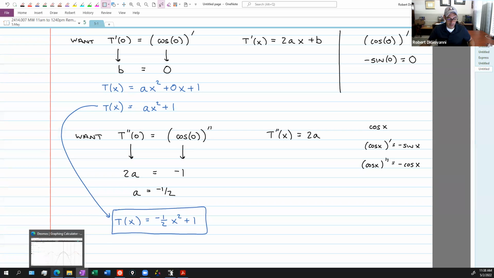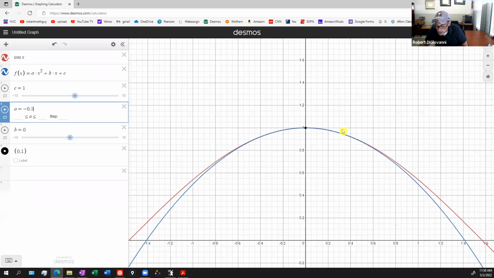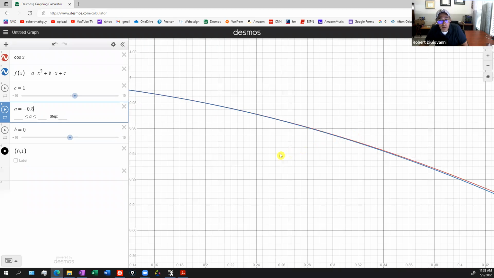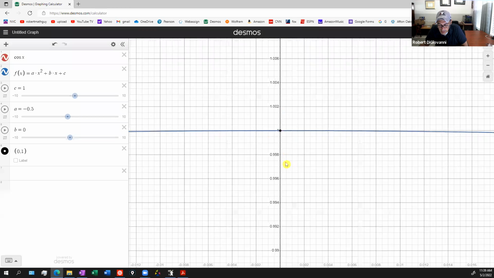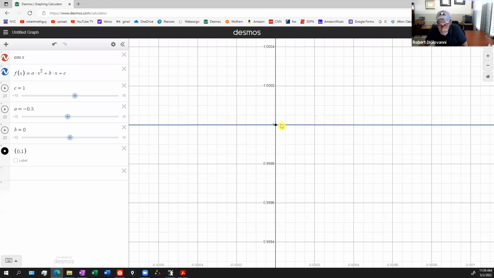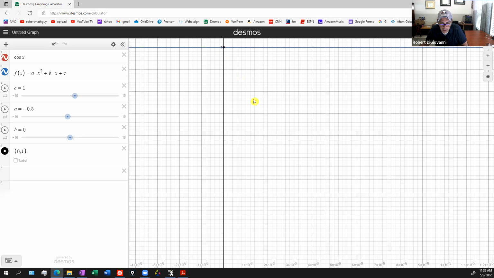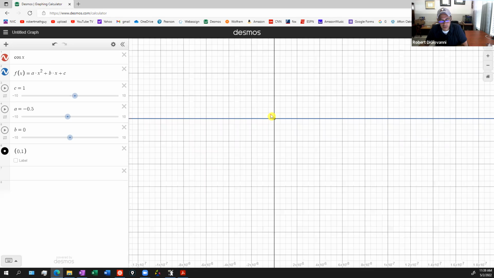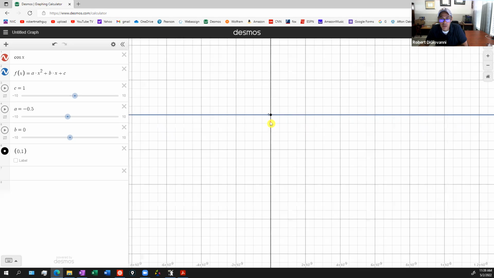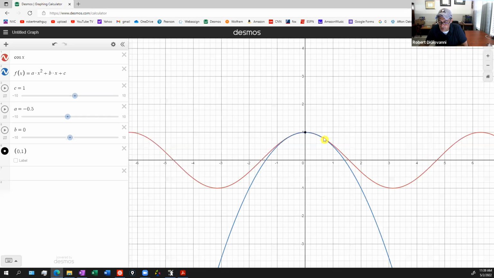Let's do it. Let's go back. Let me replace a with negative 0.5. That's pretty good. Close to 0, these are practically the same functions, aren't they? I could zoom in all day. I don't think I'm going to see a gap between those two. Zooming in, zooming in. Near 0, they're almost the same function. Now, once you get past somewhere around here, you start to get a gap.